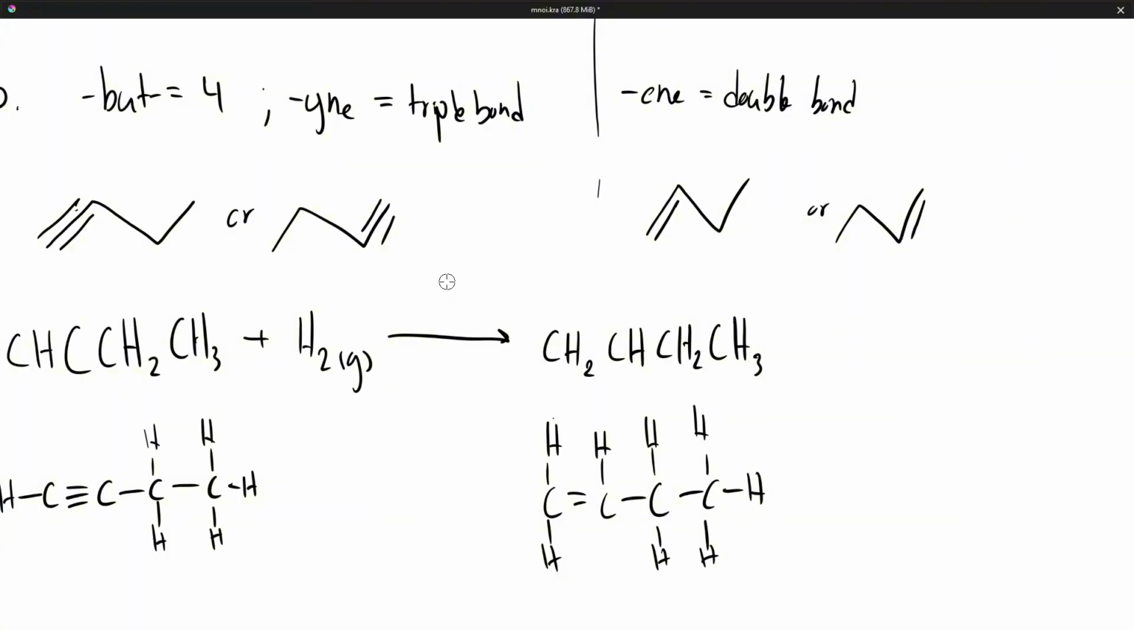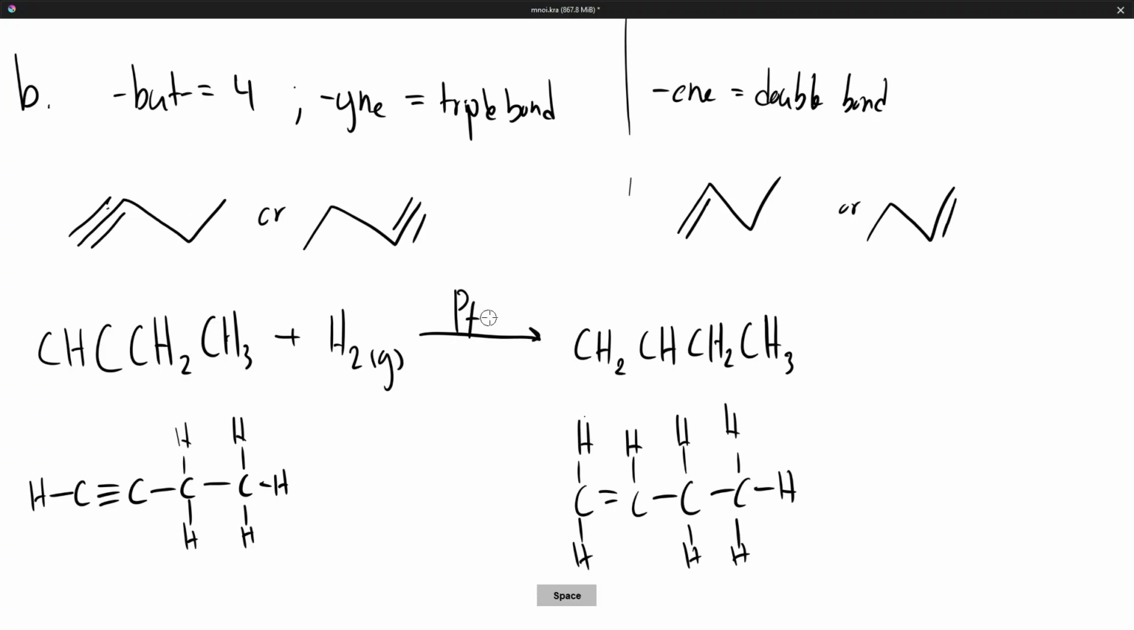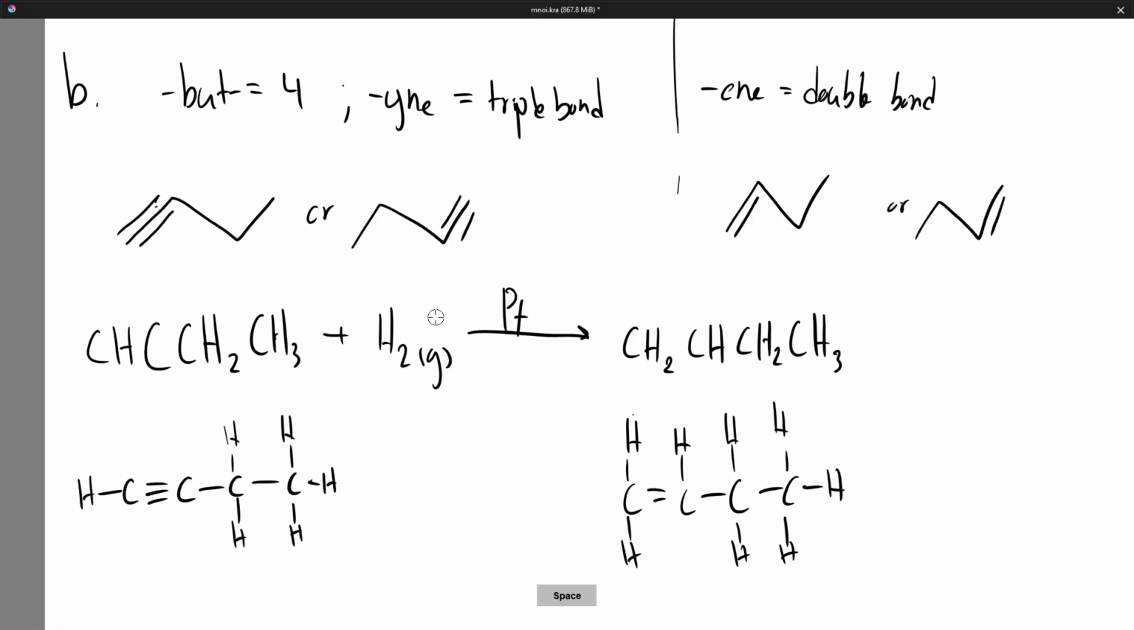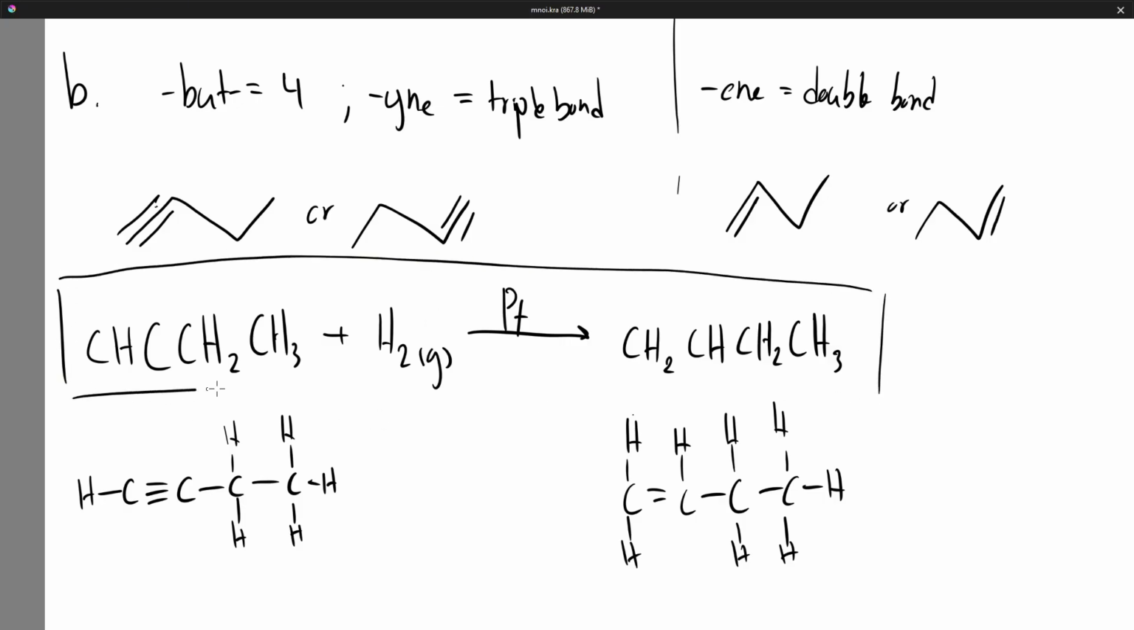And the platinum as a catalyst part is just this. So if it says it uses something as a catalyst, it just means like this is going on top of the equation arrow. And that should be it.